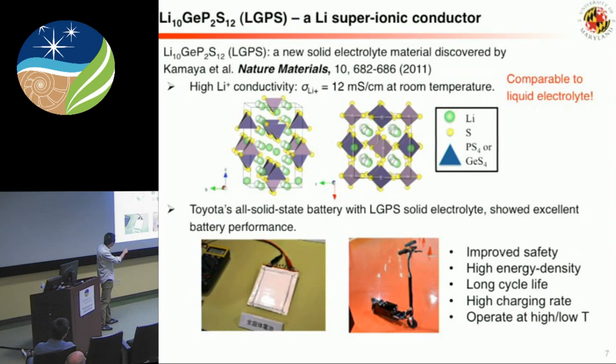If you look at that, you see these blue-purple tetrahedra, which are the PS4 or GeS4 units, and these green ones here are the lithium. You can see that lithium can organize this way. This is a top view of the crystal structure, and you can see lithium aligned in this kind of one-dimensional channel. What's so unique and great about this new material structure is that it can transport lithium ions very, very fast. This is the ionic conductivity of this material: about 12 millisiemens per centimeter at room temperature.